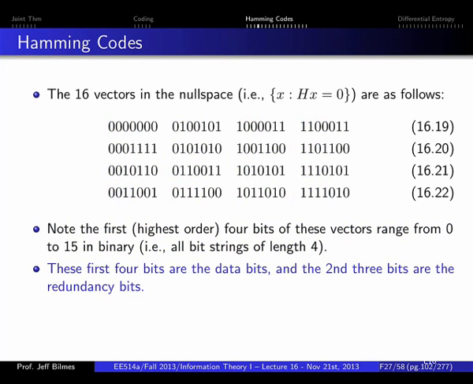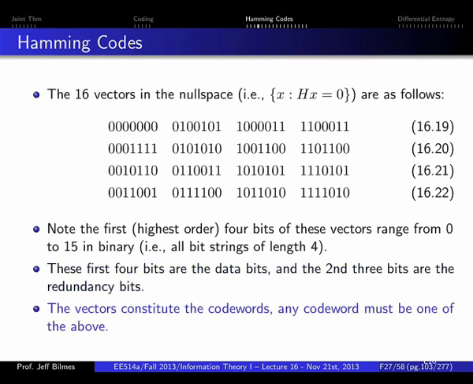So the first four bits are really the data bits. These are the information bits. And the last three bits are the redundancy bits, or the parity bits. And then these are the code words. Like I said, each one of these 16 strings is a code word. So when we want to encode a string, we append these additional parity bits onto it.